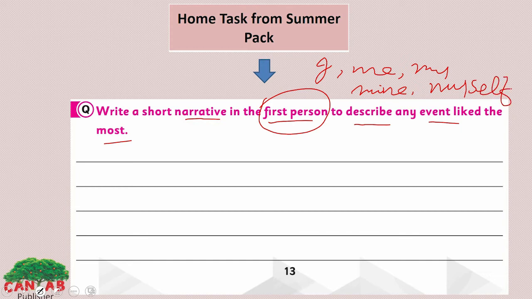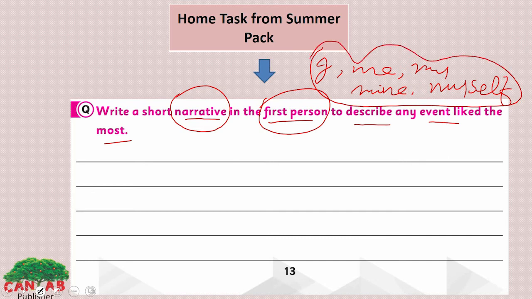You have to include yourself in the narration. The narrative here, narrative means story here. You have to narrate, you have to tell any event you like the most. And you have to include yourself too. Describe any event in which you also participated, you also witnessed, were a part of that event. I hope you can do this very easily.